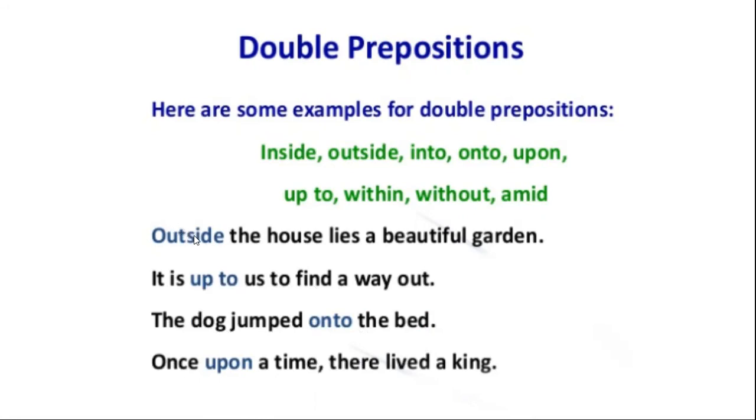So here, outside, up to, onto, upon, these are all called double prepositions. So these words: inside, outside, into, onto, upon, up to, within, without, amid. These are all called double prepositions.